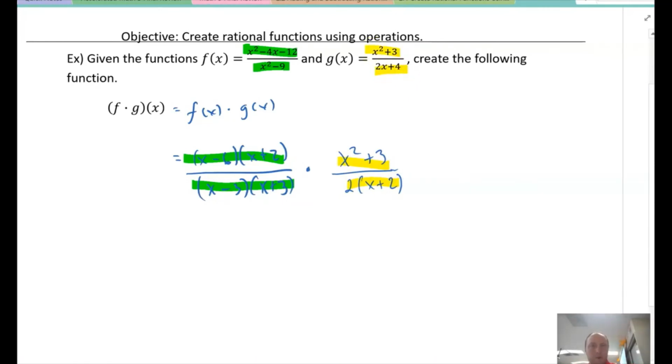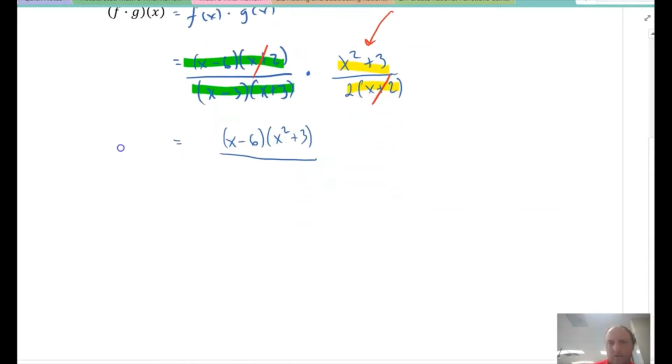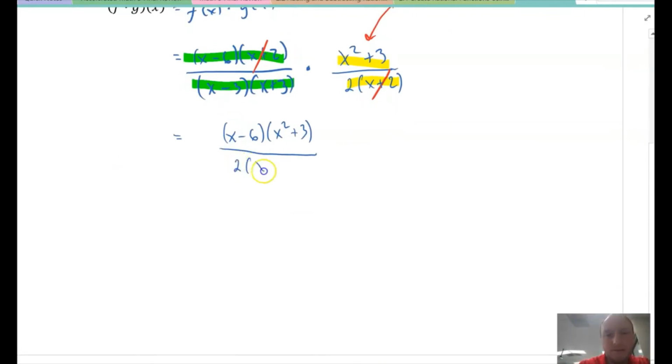Okay, so what I want to do now is I want to go ahead and reduce. I'm going to look for common factors, top and bottom. I have x plus 2, and that's it. They're trying to catch you slip in here with the x squared plus 3. They want you to think you can factor that, or that's the same thing as one of these factors. That's not the case. Okay, so what we have here is x minus 6 times x squared plus 3 over 2 times x minus 3 times x plus 3.